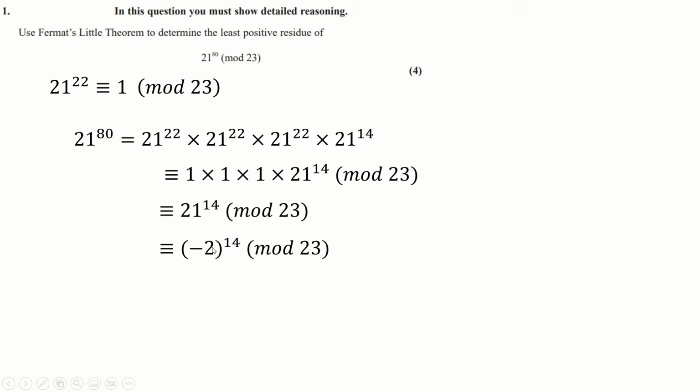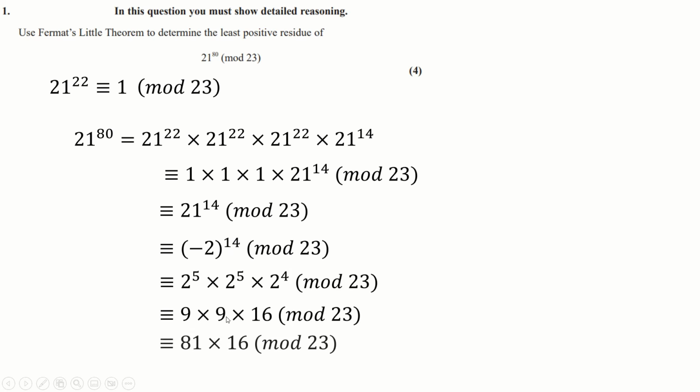What I chose to do was say 2 to the power 5. The negative doesn't matter because it's the power 14, which is even. But 2 to the power 5 is 32, which is 9 mod 23. So if you break it up into 2 to the 5, 2 to the 5, 2 to the 4, this is just 9 times 9, and this is 16.